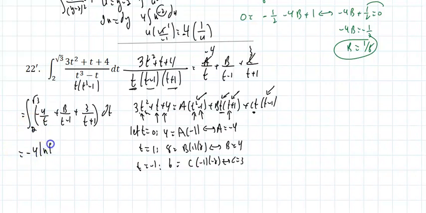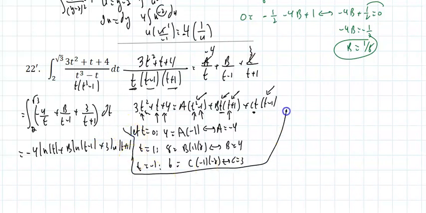negative 4 natural log of t plus b natural log of t minus 1 plus 3 natural log of t plus 1, right? And I'm going to evaluate that from 2 to radical 3. That would be negative 4 natural log of radical 3 plus, oops, did I write b? You know what I meant. What was b? B was 4.